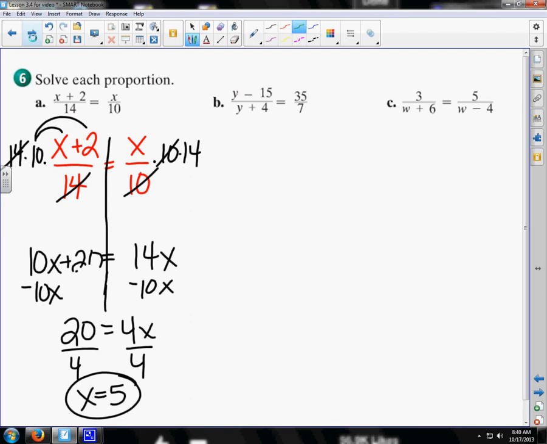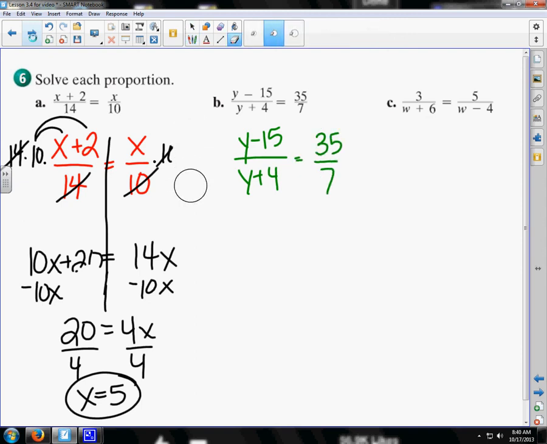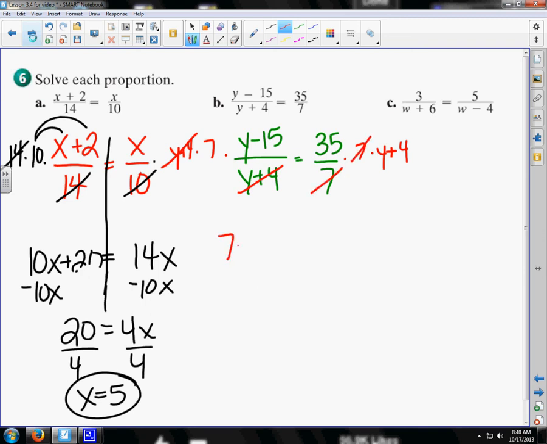Okay, the next one, I have y minus 15 over y plus 4 equals 35 over 7. So I'm going to multiply by 7 and y plus 4, by 7 and y plus 4. Y plus 4's cancel out and the 7's cancel out. And then I have 7y minus 7 times 15, which is 105, equals 35y plus 35 times 4 is 140.